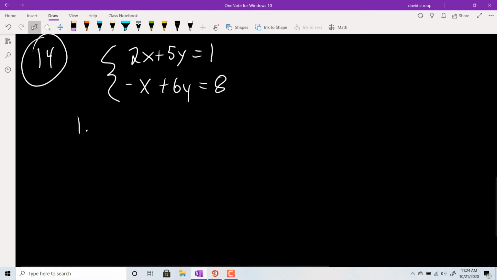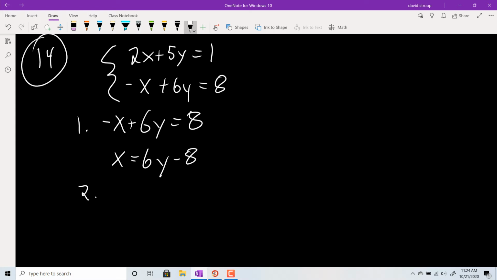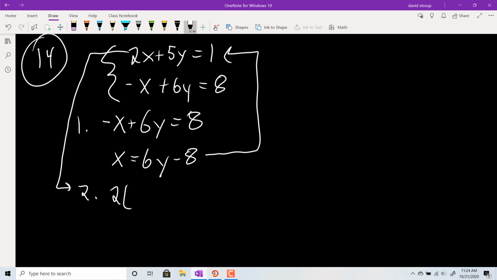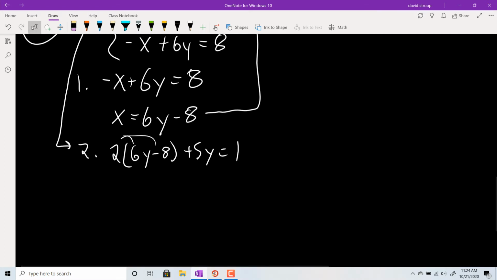So step 1, I want to solve one of the equations for one of the unknowns. And the art of doing this is to avoid fractions. You do not want to introduce more complexity into your world. So avoid fractions. That's why I chose that second equation, because I know I can solve that for x fairly easily. So I just add x to the other side, and then you get 6y minus 8. Then I can take that and plug it into the unused equation. So I'll have 2 times x, which is now 6y minus 8, plus 5y equals 1. And I want to solve that for y. So distribute.